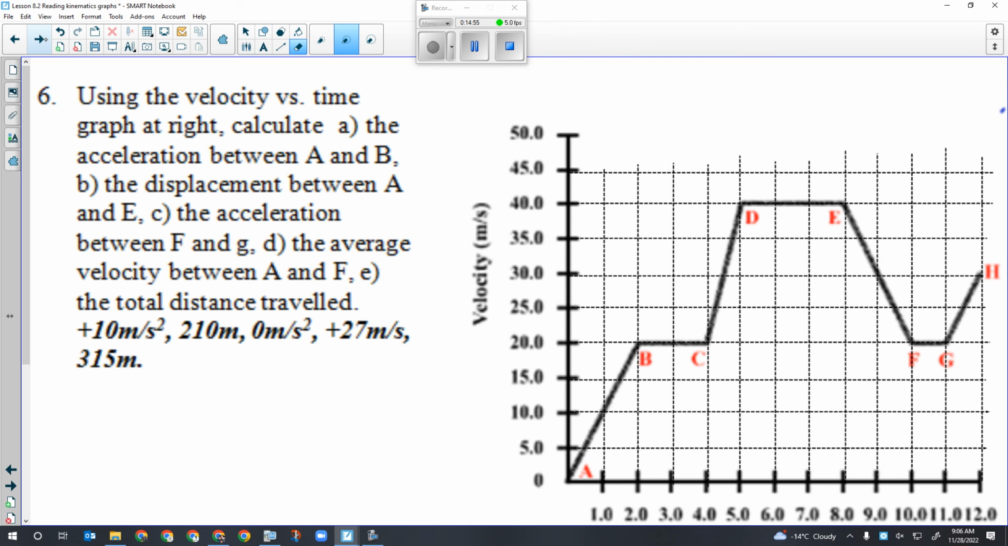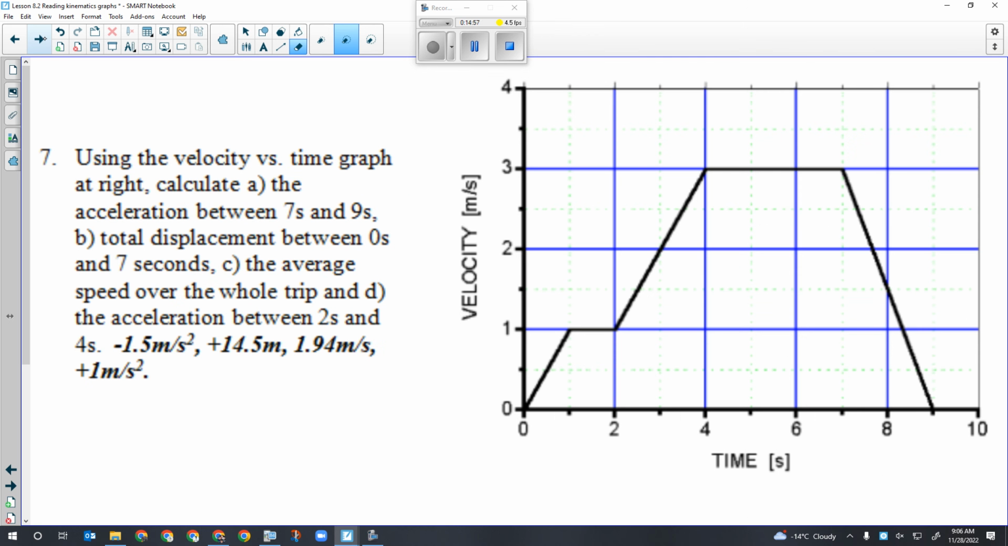All right, so we talked about these ones on Thursday. I think that was actually the last one we did. So here's one that's simpler. It's like what we just did, but simpler. I want you guys to give this one a try here. It's asking you to calculate some acceleration, some displacement, average speed over the whole trip, which means you'll need the total what? Distance. You'll need the total distance for that, so you'll have to calculate all the areas again.